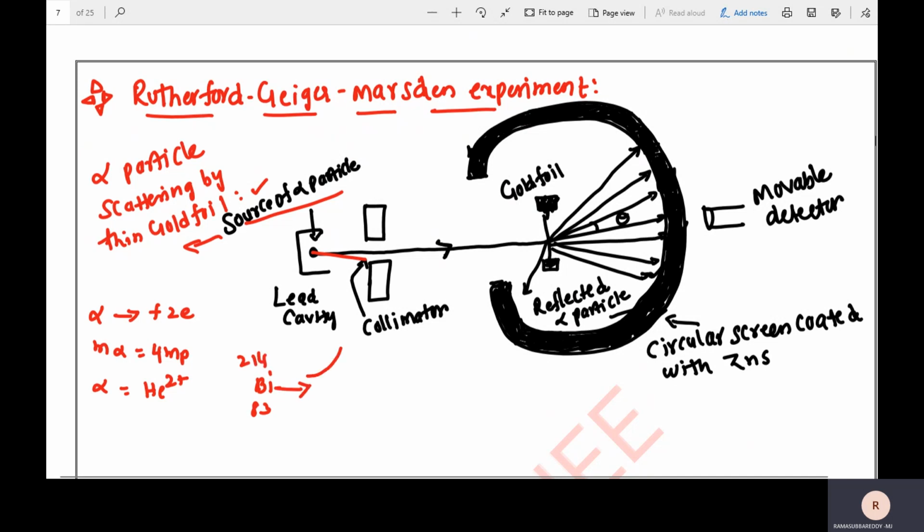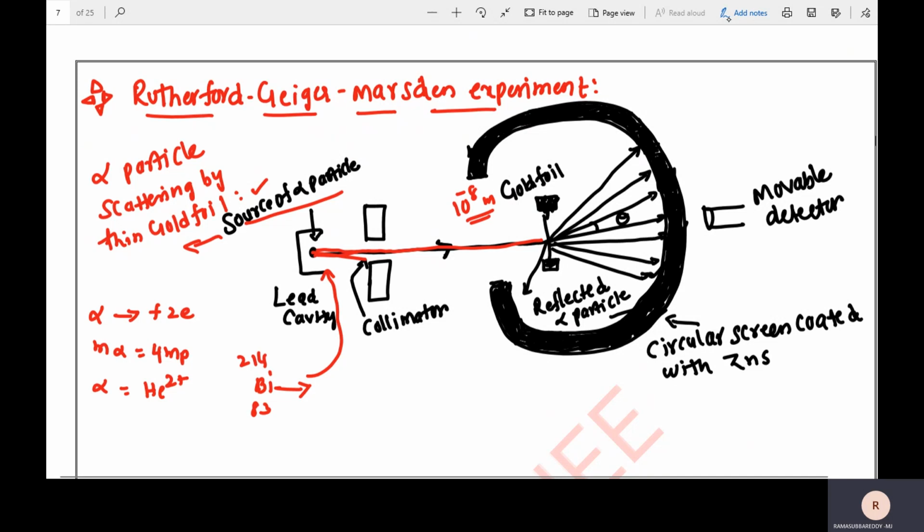This element is kept in a lead cavity. From this bismuth we get a beam of alpha particles. That beam of alpha particles strikes a thin gold foil of thickness 10^-8 meter, a very small thickness. Now we will see the working.